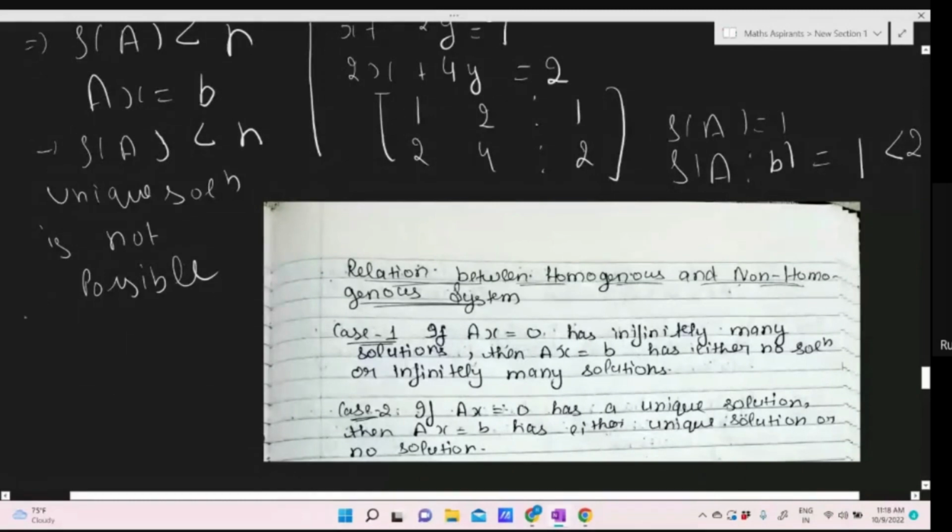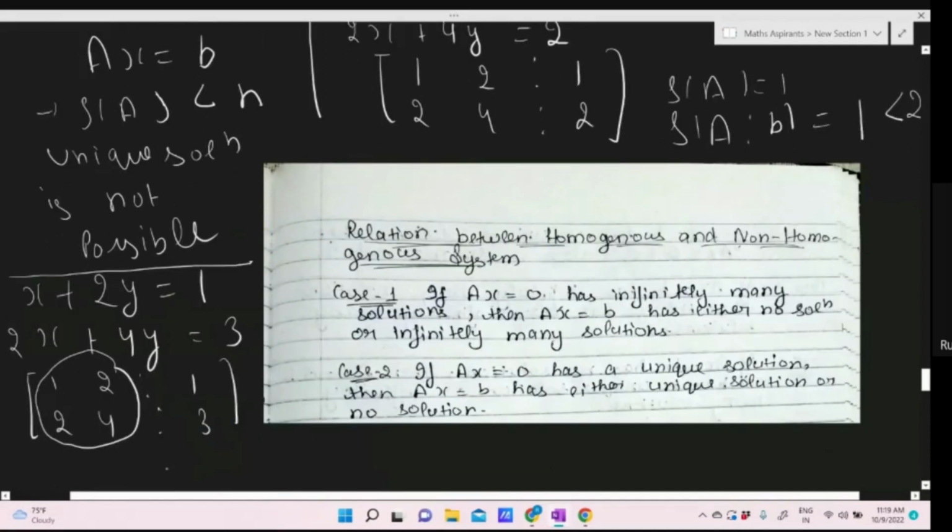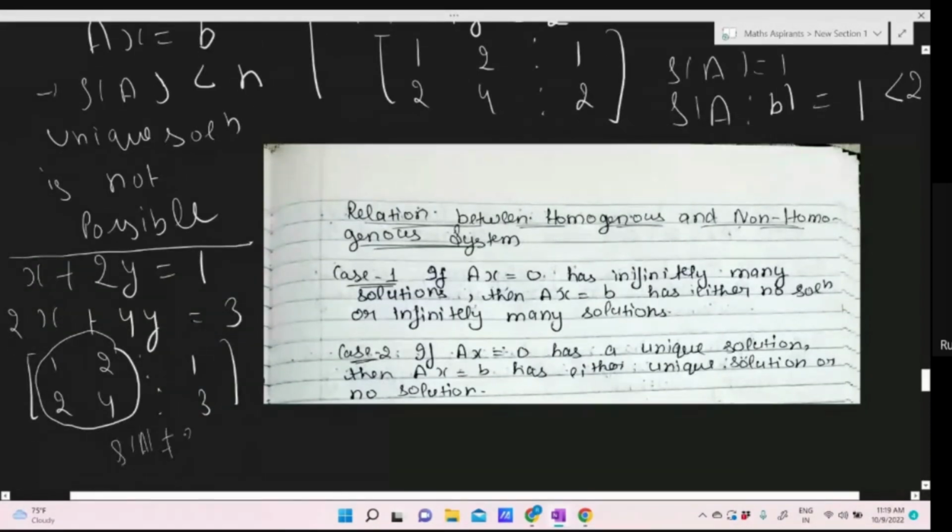Now let us take another system of no solution. For this, the example is x plus 2y equals 1, 2x plus 4y equals 3. The augmented matrix is 1, 2, 1 and 2, 4, 3. Here you can see the rank of this matrix is 1. After reducing it to the row echelon form, we will see that the rank of A augmented b is 2. That is, the rank of A is not equal to rank of A augmented b. Therefore, there does not exist any solution.